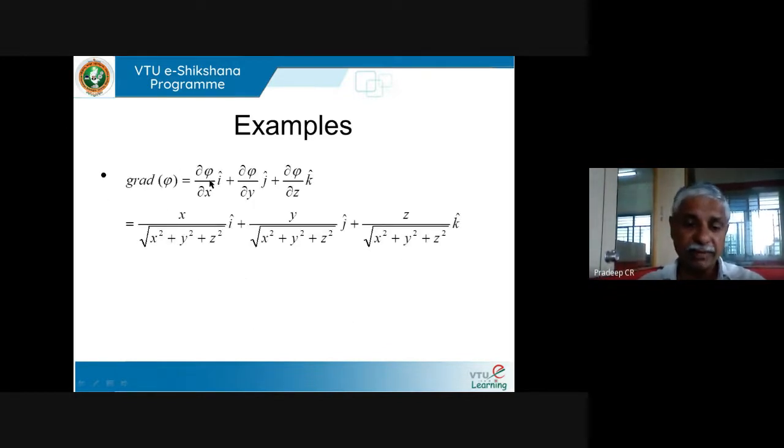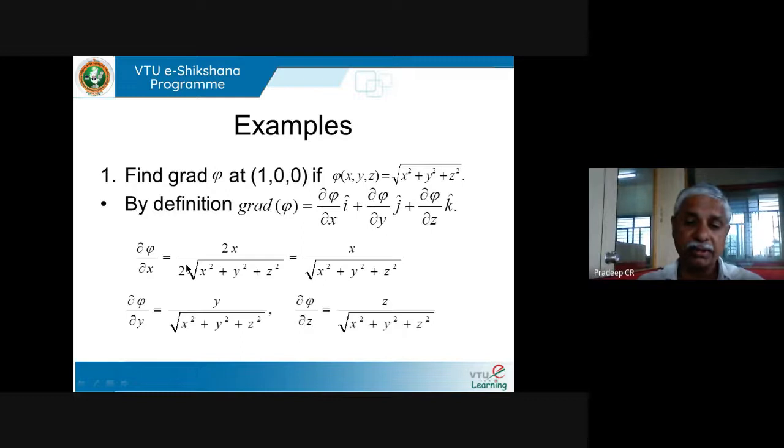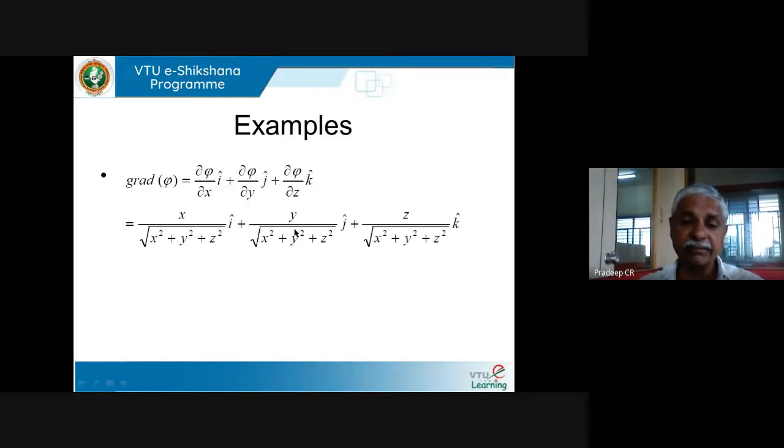So grad phi by definition is del phi by del x i cap plus, and so on. Now I know what del phi by del x is, I just computed it here. So I'll substitute all these three in the definition. I'll get this horrible looking expression.